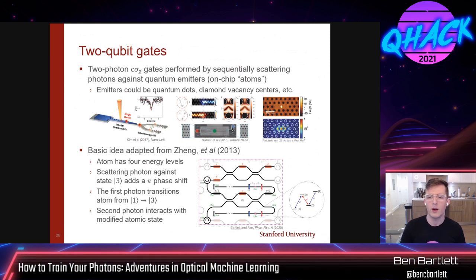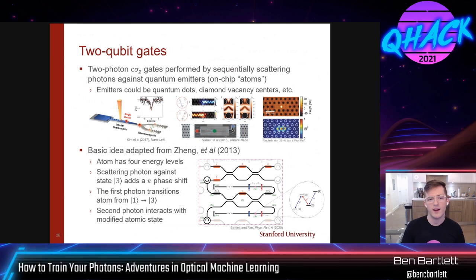In addition to arbitrary single qubit gates, the QPGA needs to be able to implement 2 qubit entangling operations in order to be computationally universal. And this is accomplished using nonlinear interactions between 2 photons scattering off of a pair of quantum emitters embedded within the waveguides. These quantum emitters are basically artificial atoms, and they could be quantum dots, they could be diamond vacancy centers, NV centers, or many other different experimental setups. It's not particularly picky on the implementation.